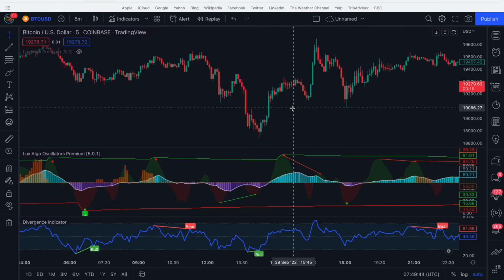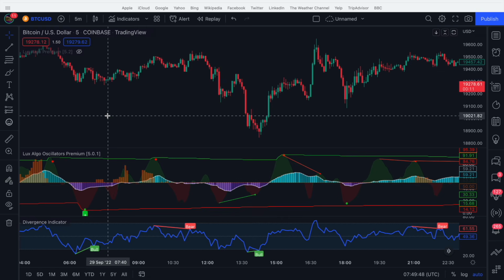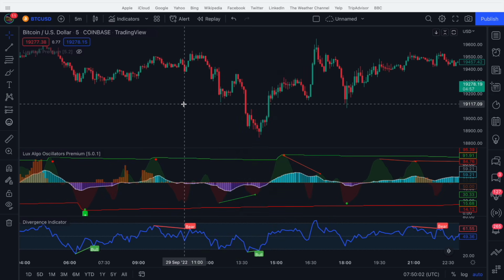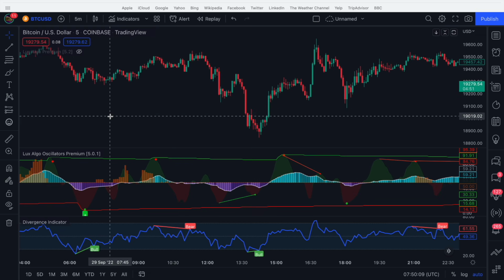Hi guys, in this video I'm going to be covering the Advanced Oscillator in LuxAlgo Oscillators Premium. You can enable this by going into the settings, going to type and selecting Advanced from the type drop down. So this is obviously an advanced mode. The name is Advanced, it's self-explanatory. And there's quite a few moving parts to this oscillator, but it has a lot of real-time utility.